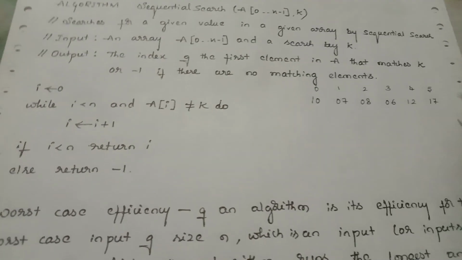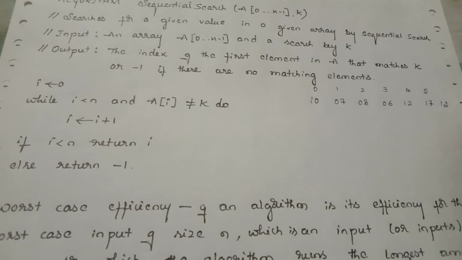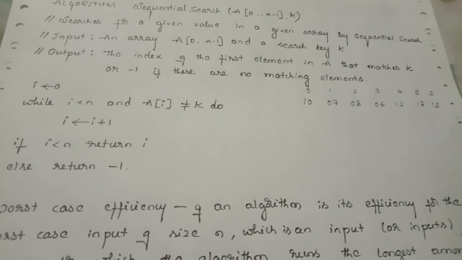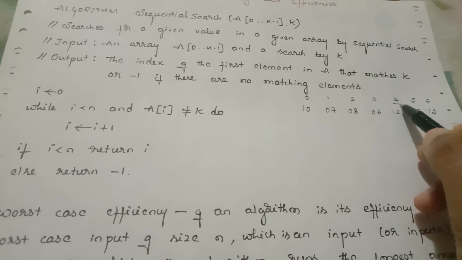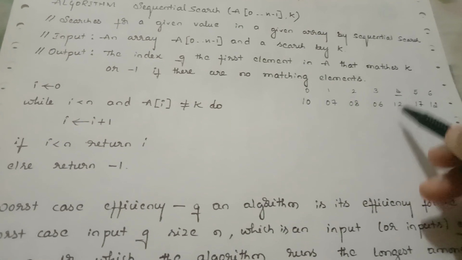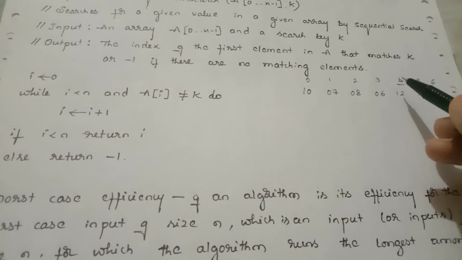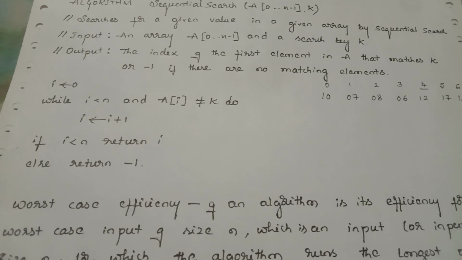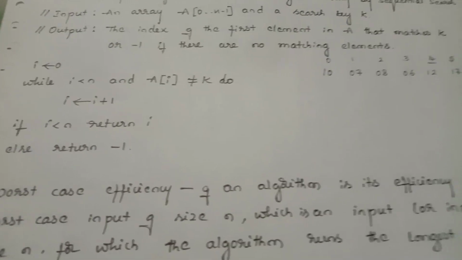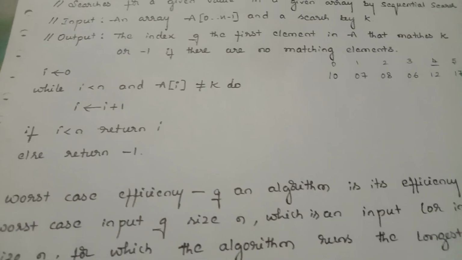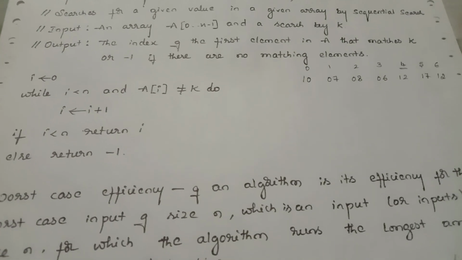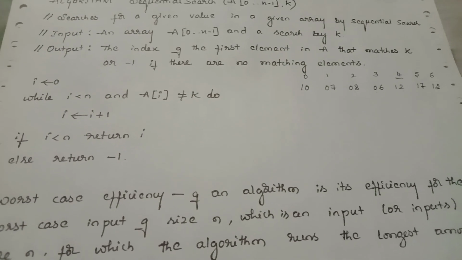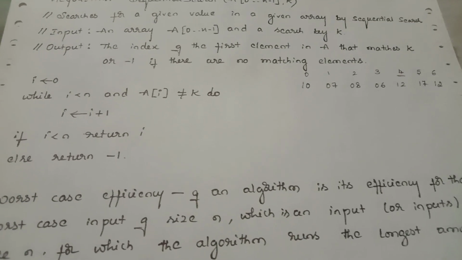Suppose I have written 12 again here, and if I am going to find 12, this is the index which is going to be given. Why? Because it is the first time we are matching. When we match the first time, that index is given, even if the elements are repeated. This algorithm works well, but we are just going to print the output as where we find the element for the first time.